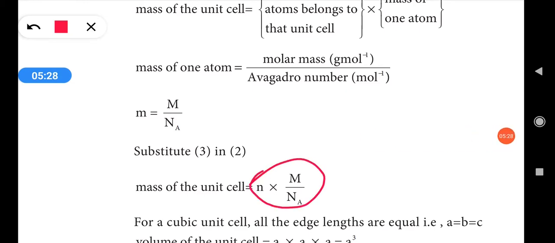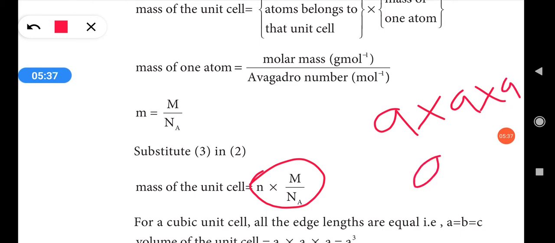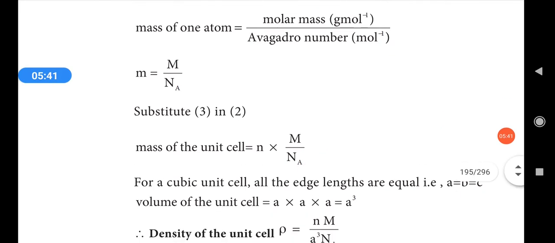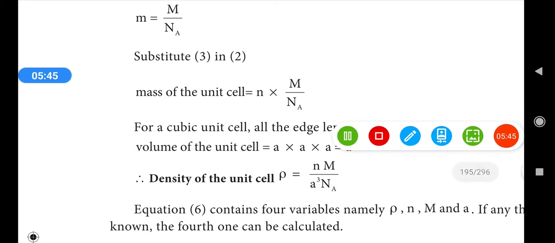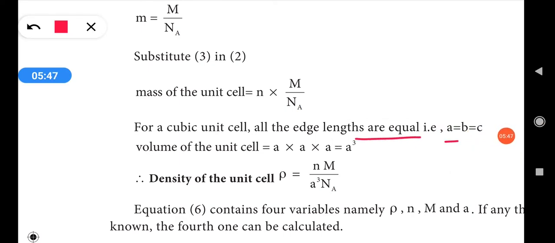So for a cubic unit cell, what is the formula for the volume of the cube? A into A into A, that is equal to A cube. For a cubic unit cell, all the edge lengths are equal, that is A is equal to B is equal to C. The volume of the unit cell is A cube. So mass is capital M divided by Na, divided by volume A cube.